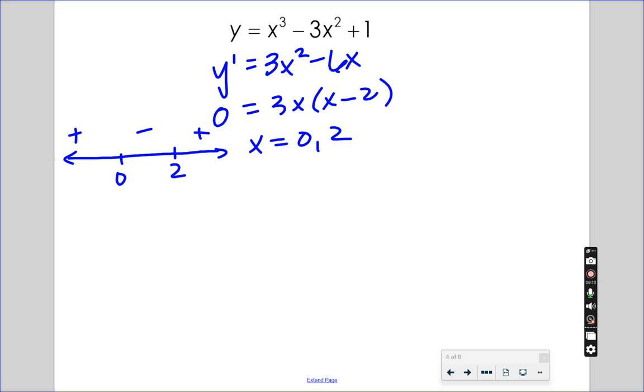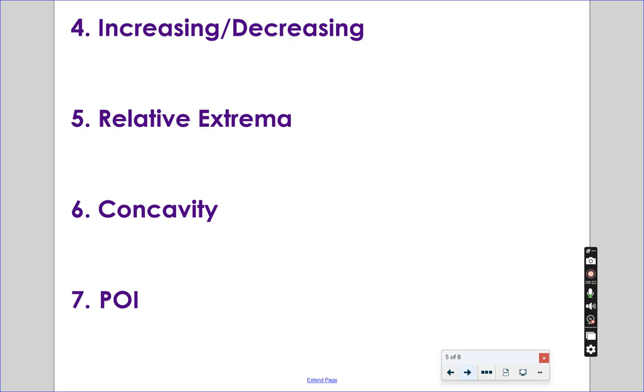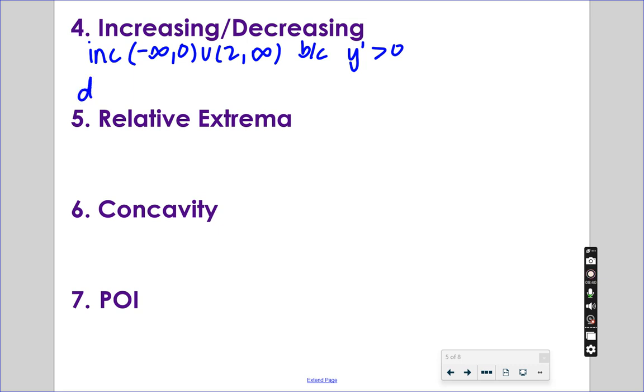All right, so can we do intervals of increase and decrease? It's going to be increasing from negative infinity to 0 and 2 to infinity. Increase, negative infinity to 0, union 2 to infinity. What's my justification for that? Yep, and they called it y, so I'm going to call it y prime is greater than 0. And it was decreasing in the middle there, 0 to 2, because y prime is less than 0.